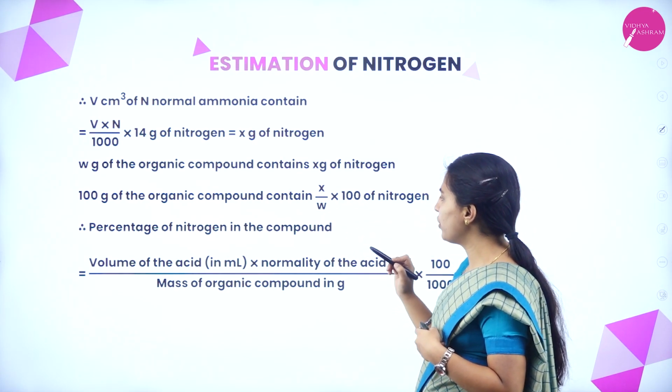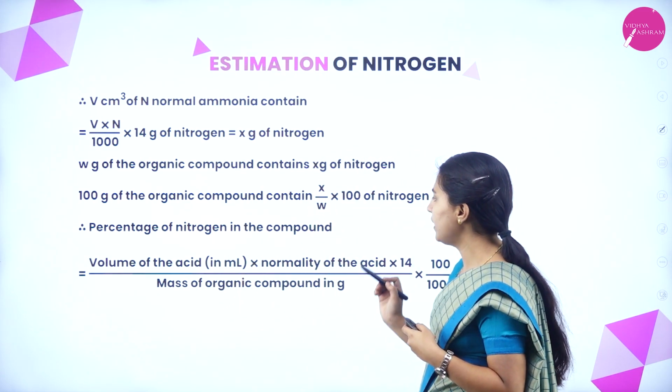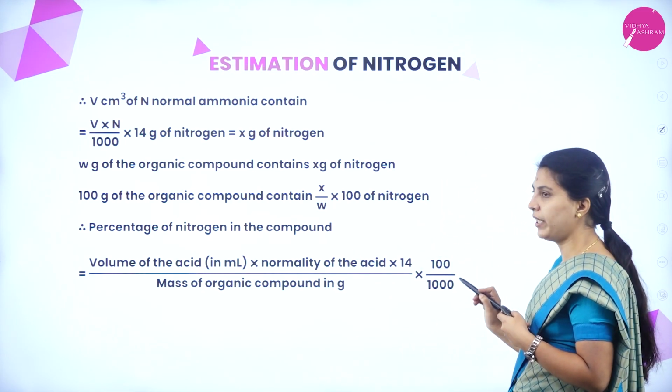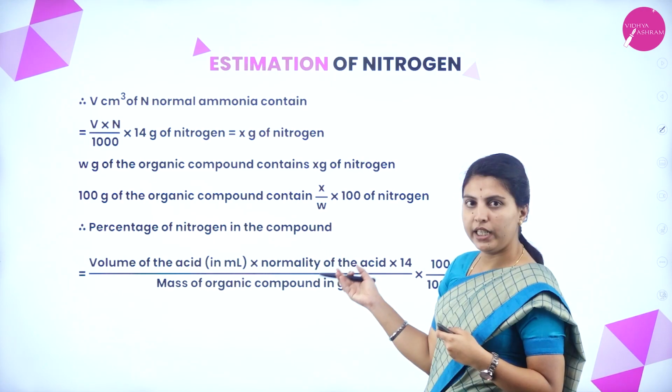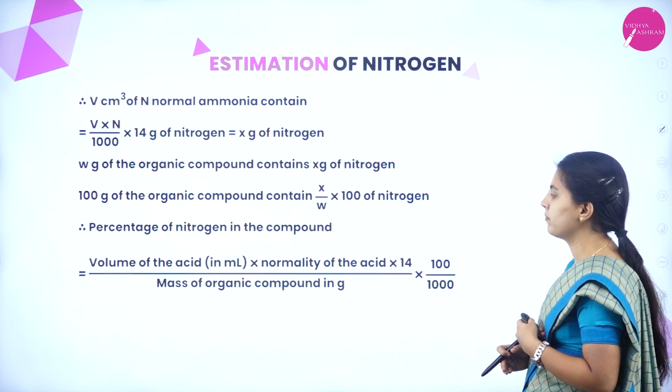So overall, percentage of nitrogen in the compound equals volume of acid in ml into normality of acid, divided by mass of organic compound, into 14 into 100 by 1000. This is the equation you have to use for the estimation of nitrogen. We will see a problem.